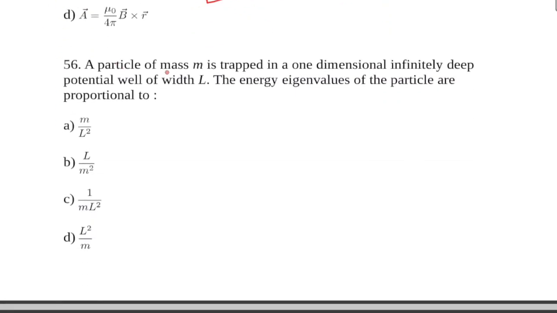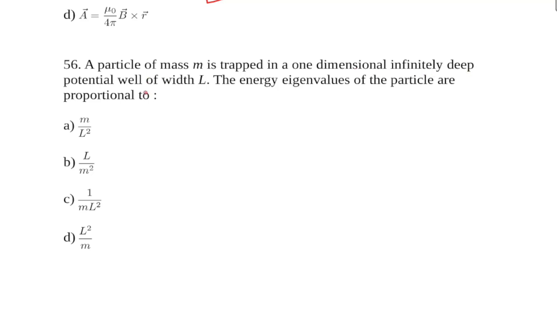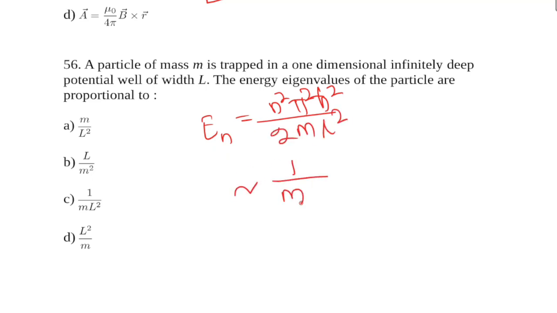Next, 56. A particle of mass m is trapped in a one-dimensional infinitely deep potential well of width L. The energy eigenvalues of the particle are proportional to... Energy eigenvalues are given by n square pi square h bar square by 2m L square. So this is proportional to 1 by m L square. So your correct option is option C.